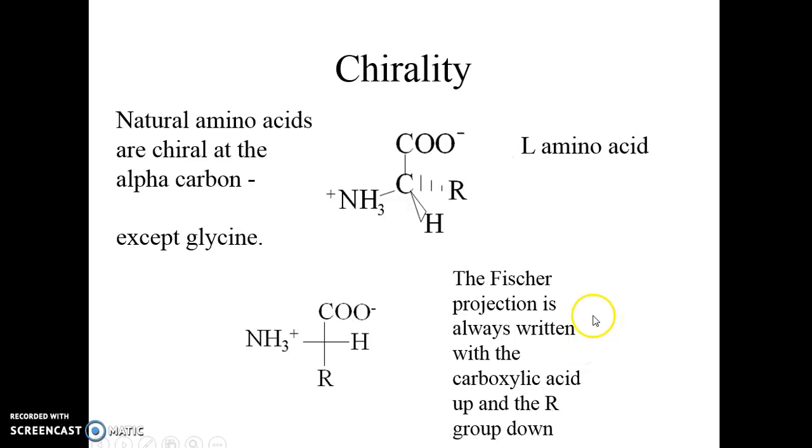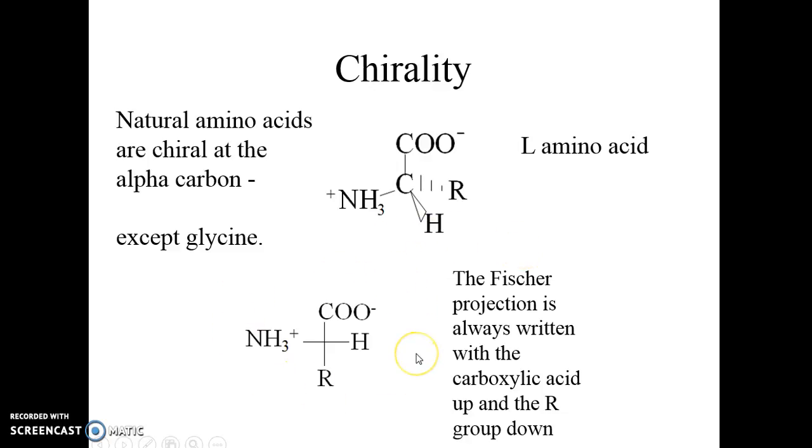The alpha amino acids are all chiral except for glycine. So you have four different groups on this carbon: the carboxylate, the amine group, the R group, and then hydrogen. For glycine, there's a hydrogen here, so it can't be chiral. But all the other amino acids have a side chain that's different from these, and so you have four different groups on a chiral carbon.